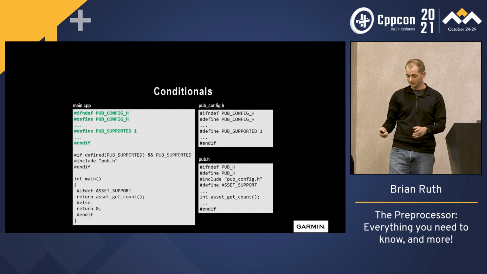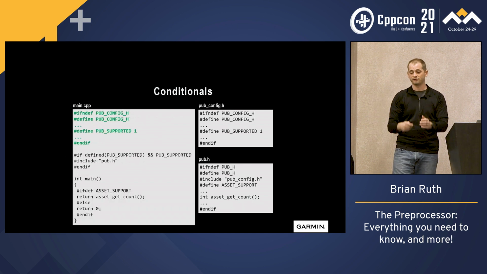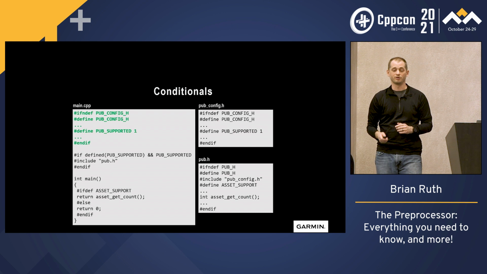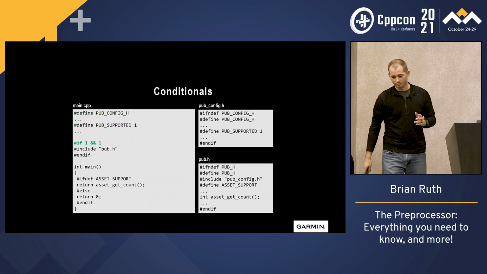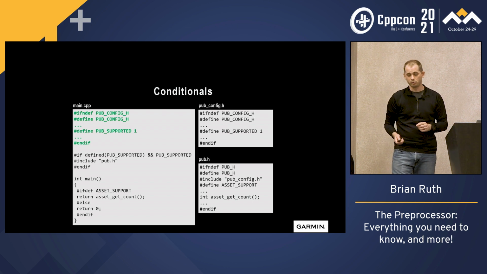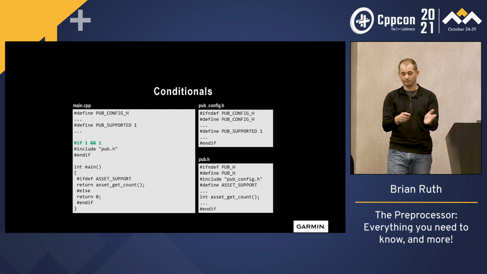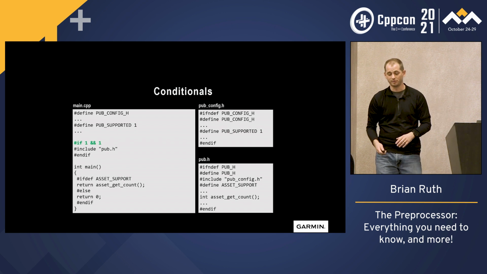So we've got this. The first thing it's going to do is say, all right, include our pub config. So it's going to paste that stuff up at the top, bring in the things from pub config. And then the next thing it's going to do is check to see if PUB_SUPPORTED is true. PUB_SUPPORTED is defined, and its value is 1. So it's going to say if 1 and 1, include pub.h.